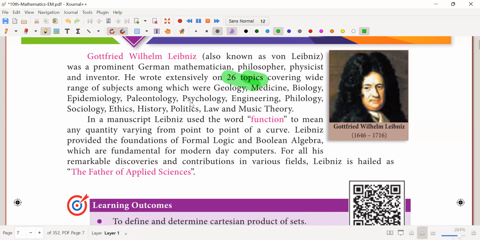What is paleontology? Study about olden people and their lifestyle. Everything is paleontology. Psychology, engineering, philology, sociology, ethics. He did all this work.